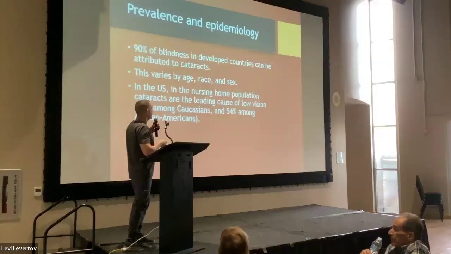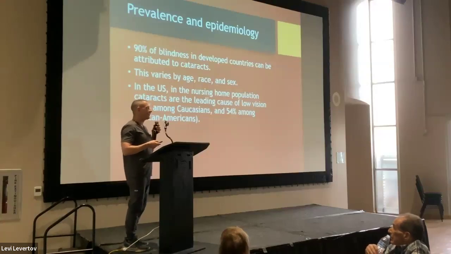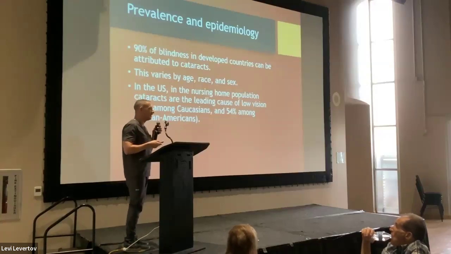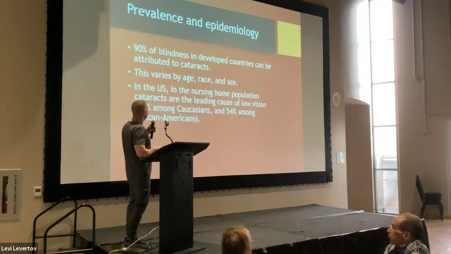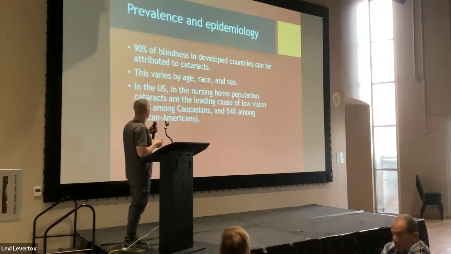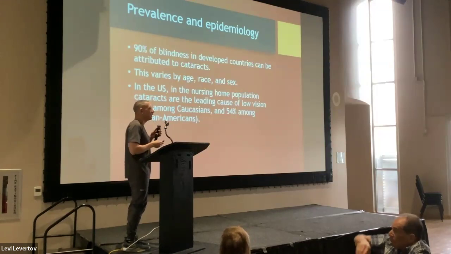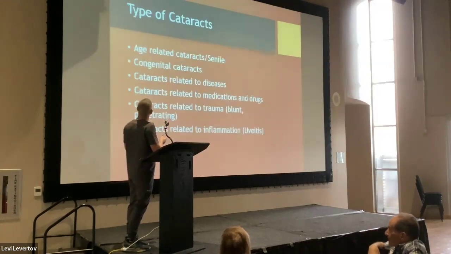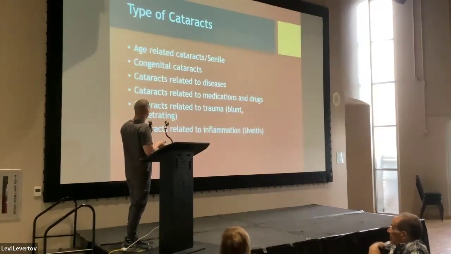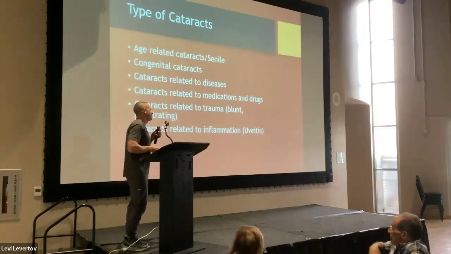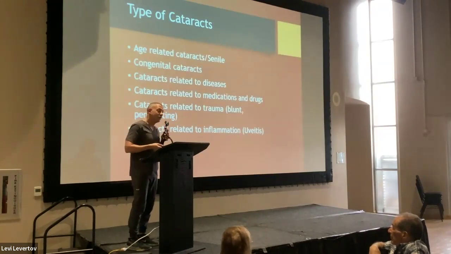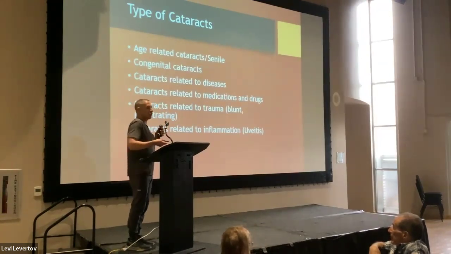And 90% of blindness in developed countries like Canada, the United States, and Israel is attributed to cataracts, and it can vary by age, sex, and race. And in the US, in the nursing home population, cataracts are a leading cause of low vision. And there are different types of cataracts. I won't go over all of them. I would say that it's safe to say that most of you in this room probably have it due to maturing.